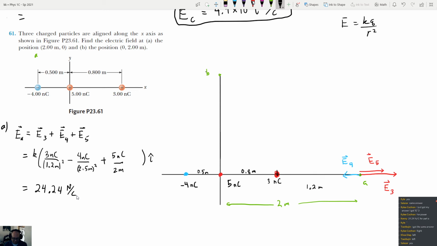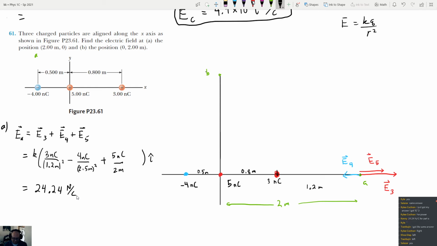I think we want to have a little more room to do this next part. Okay, so now at point B it gets a little harder because every one of these, this distance is 2 meters from here to here. Now for point B, every one of these, except for this one, is going to point off at an angle. So when we add them together, it's just going to get a little bit more work.